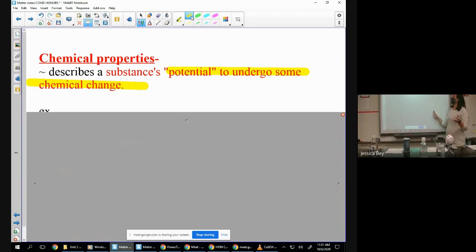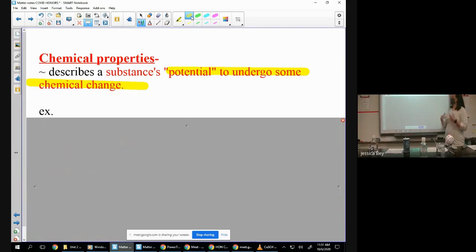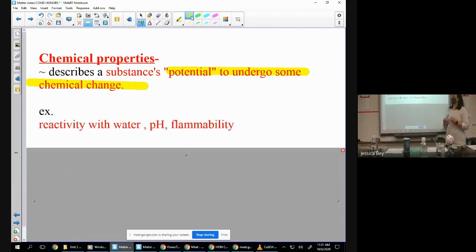A couple examples. Again, jot down what you want. If it says it's reactive with water, or reactive with sodium hydroxide, or reactive with oxygen, the word reactive is going to give you an indication. pH, if they say it's flammable, anything that tells you that it's going to change chemically is a chemical property. Okay, so those were very, very easy. I'm sure you've heard of them before. They're just in our standards, so we want to make sure everybody's on the same page.